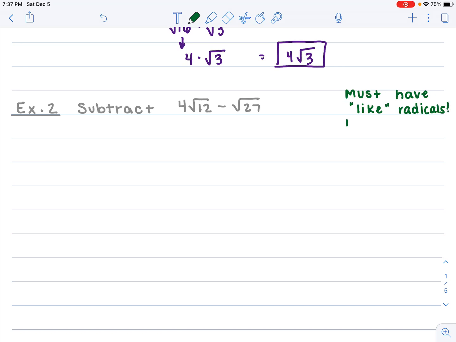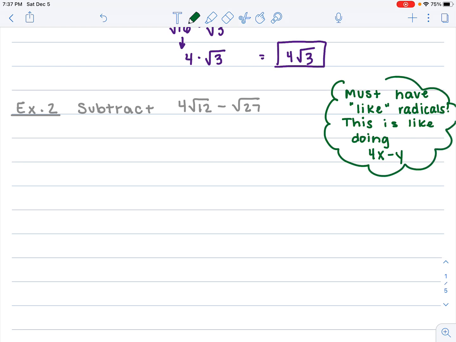Okay, so this problem is currently like doing 4x minus y. We have 4 times radical 12 minus radical 27. The radical 12 and radical 27 aren't like radicals. So just keep this little thought bubble in mind: they must have like radicals. Our goal is to have the same radical.